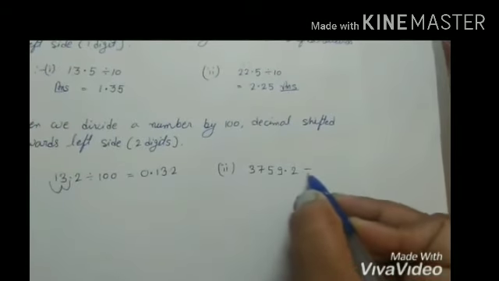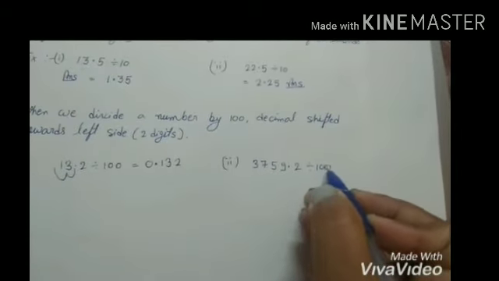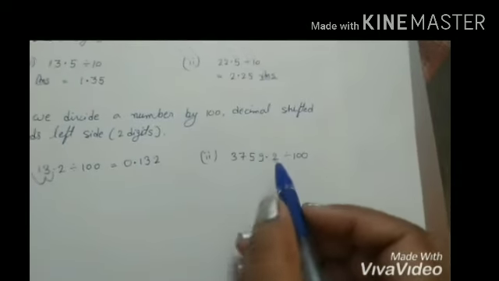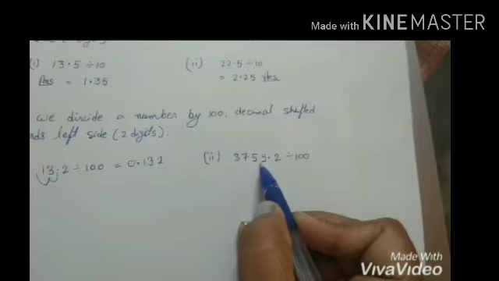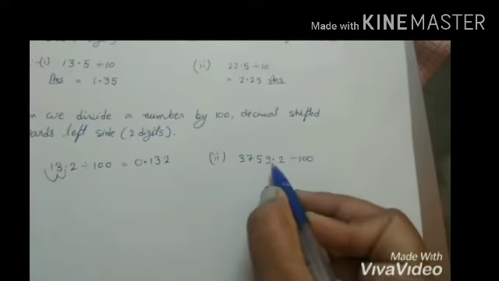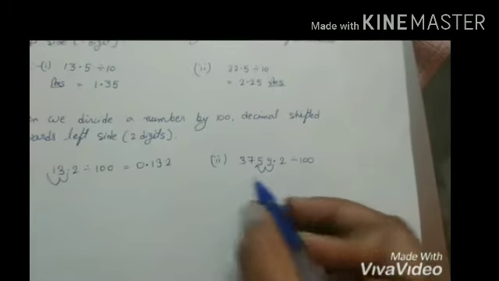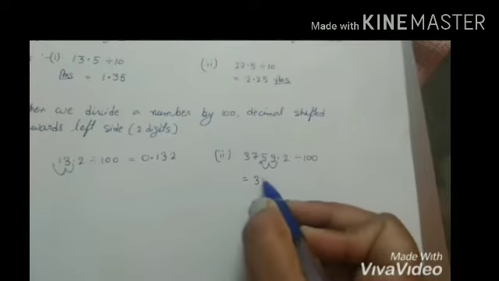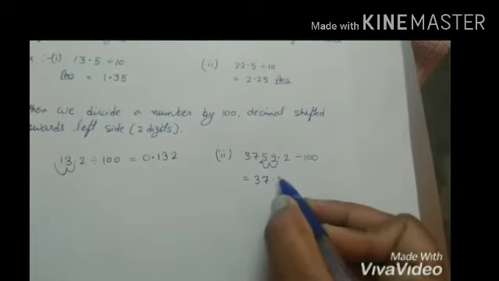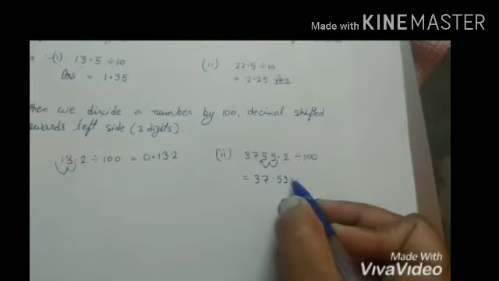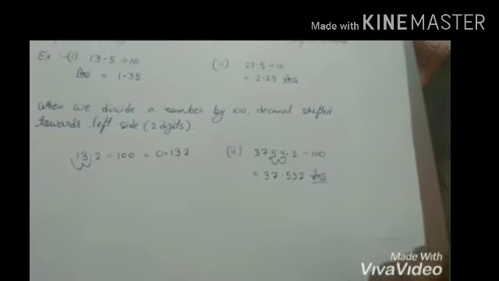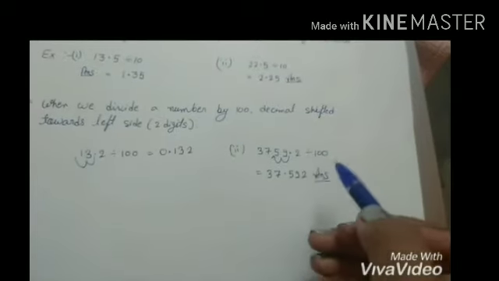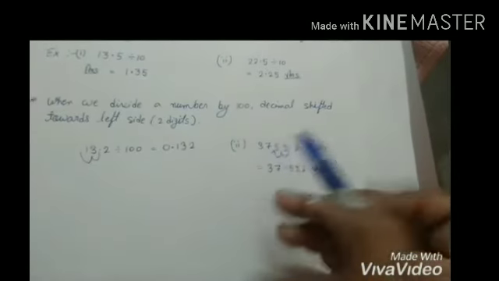3759.2 divided by 100. So here we have 2 zeros, that means we have to shift the decimal by 2 points towards the left side, that means 1 and 2. So it is 37.592 is the answer. Similarly, for 1000 we have to shift the decimal by 3 points.